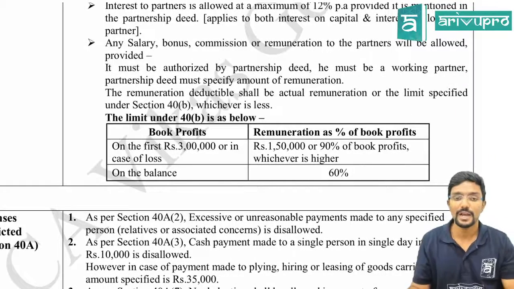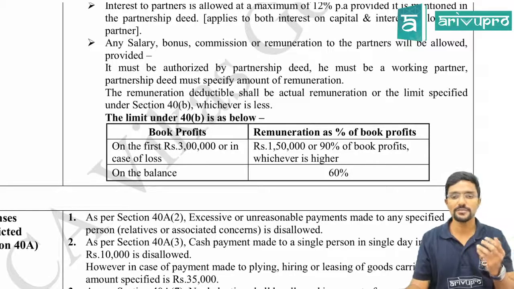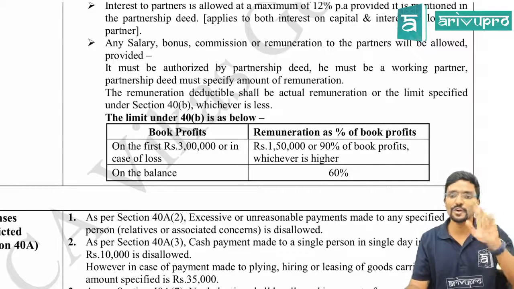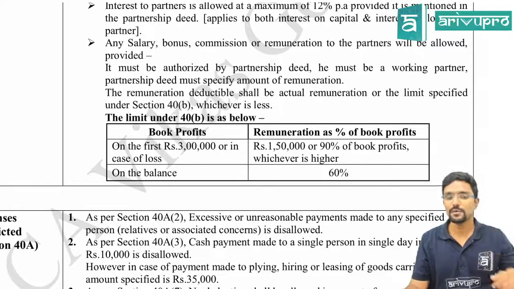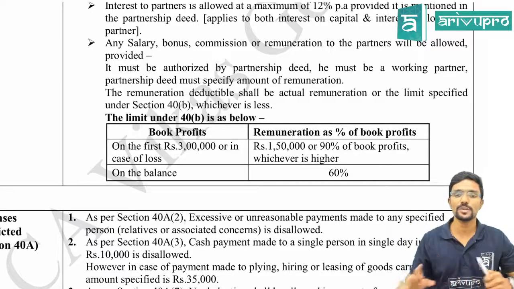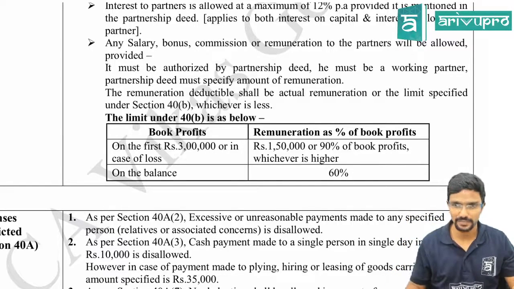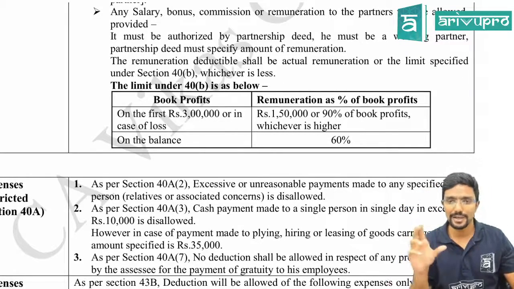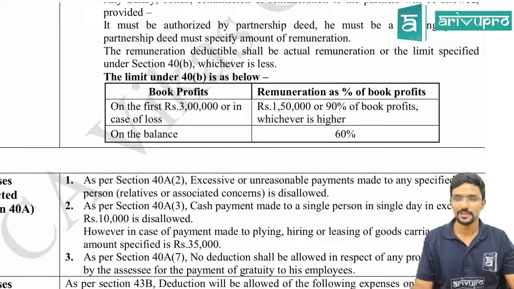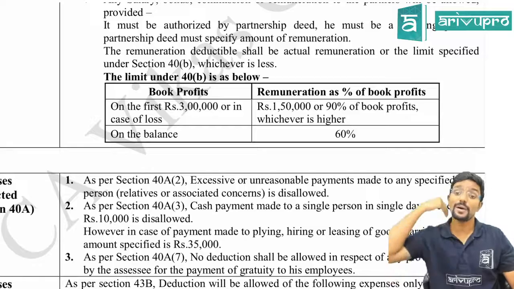Sir, what is that? We have to calculate book profit. Sir, what is book profit? Book profit is the profit of the partnership firm after all expenses but before remuneration. Once you get the book profit, on the first 3 lakh of book profit, or if you have a book loss, what is the remuneration you can pay to the partners? 1,50,000 or 90% of book profit, whichever is higher. On the balance, assume you have book profit of more than 3 lakh, on that balance amount you can pay 60%. You have to total up both; this is the maximum you can pay, all partners put together.